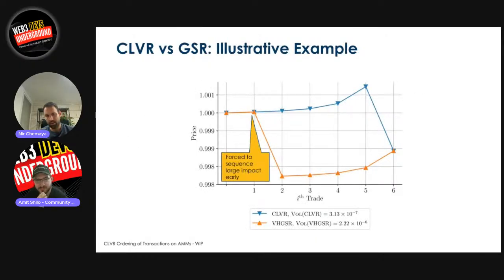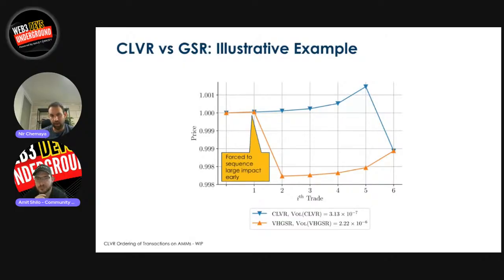So this is another example, as we showed before, but the idea is to show another case when GSR can have a very high price volatility relative to Clever. For example, sometimes when you have a lot of small transactions and one big transaction in the end, it's not really beneficial to alternate as the GSR is doing, buy and then sell, because once you do a sell, you're pushing the average price a lot down.